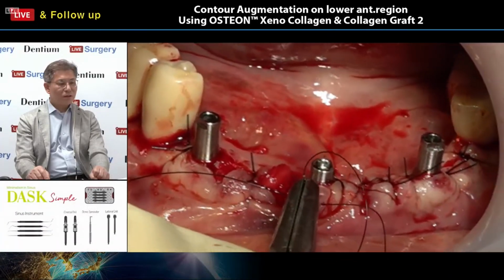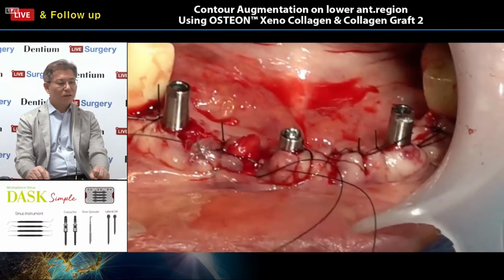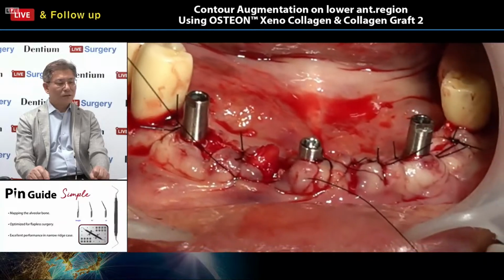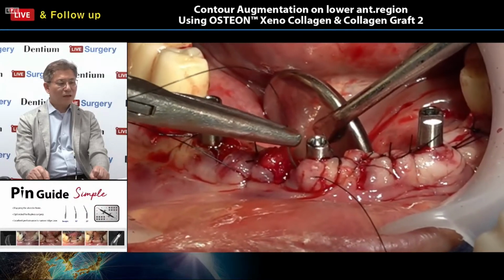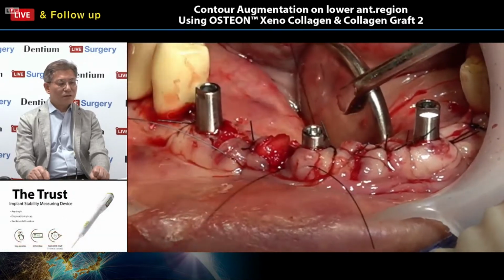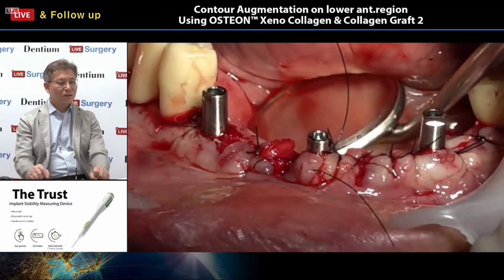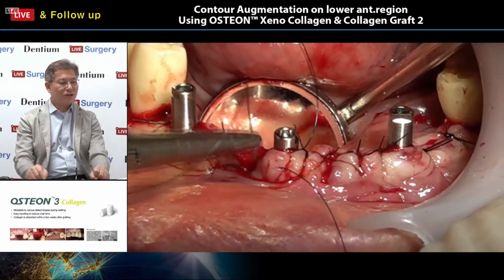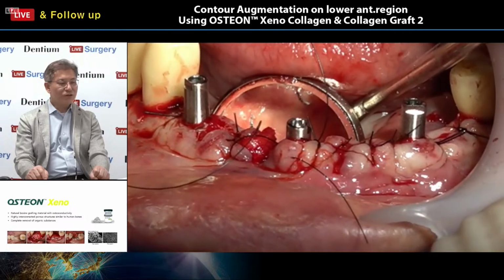Insertion. Oh, yeah. On the labial part, a horizontal mattress suture-like pass, and then crossing to the lingual flap in a cross direction. So finally, this suture is a cross suture.